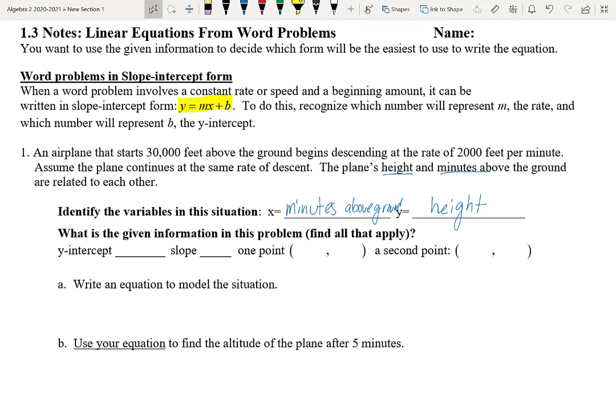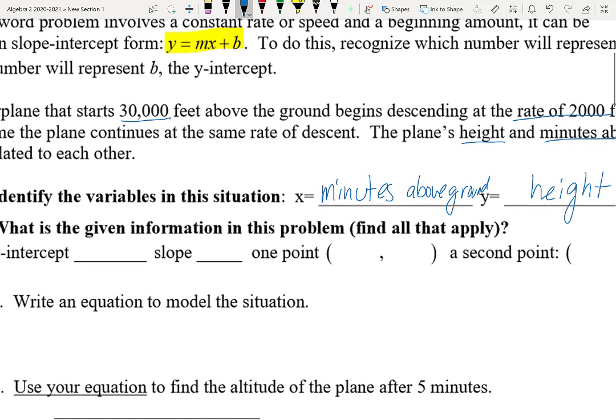The other thing that we're given is that we are starting out 30,000 feet above the ground, and they also tell us the rate of 2,000 feet per minute. Now that rate, again, is going to be our slope. What we have to be careful of here is that we're descending at a rate of 2,000 feet per minute. So our slope is actually going to be a negative 2,000, because every minute that goes by, we are losing 2,000 feet of our altitude.